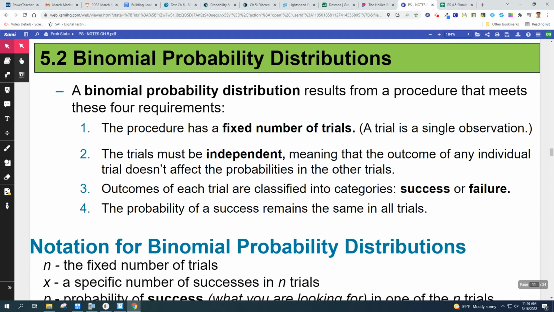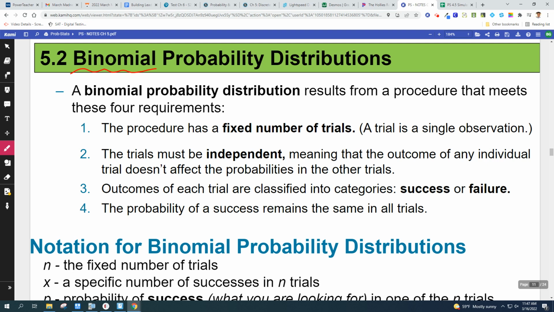5.2, binomial probability distributions. We've already done probability distributions. That was a table showing all of the probabilities. A binomial probability distribution is just a special kind. And you've seen the word binomial before. We know binomial kind of implies that there's two things. Keep that in mind. A binomial probability distribution results from a procedure that meets these four requirements.